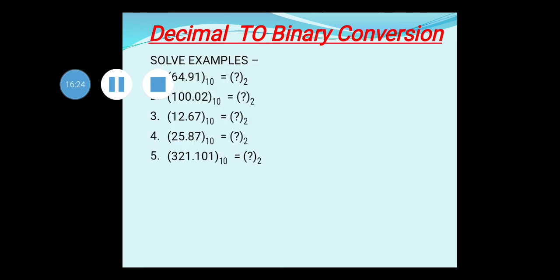Now if you have understood the decimal to binary conversion, then you are going to solve these examples which are given to you. This is an assignment. So solve it and let me know the answers.